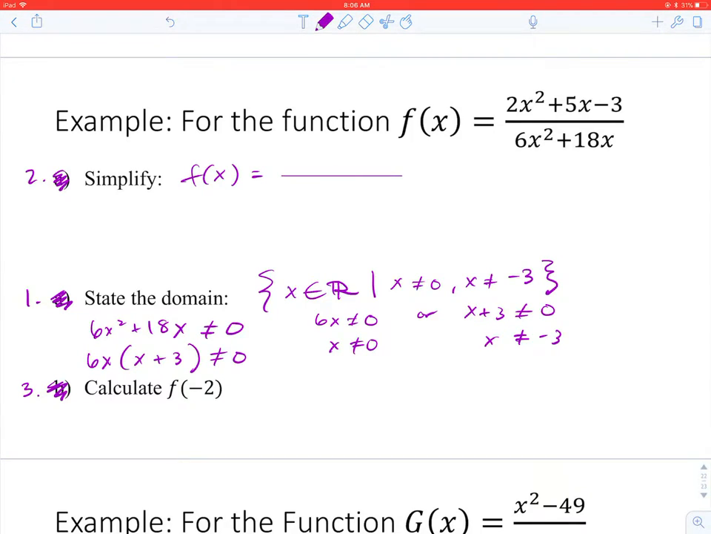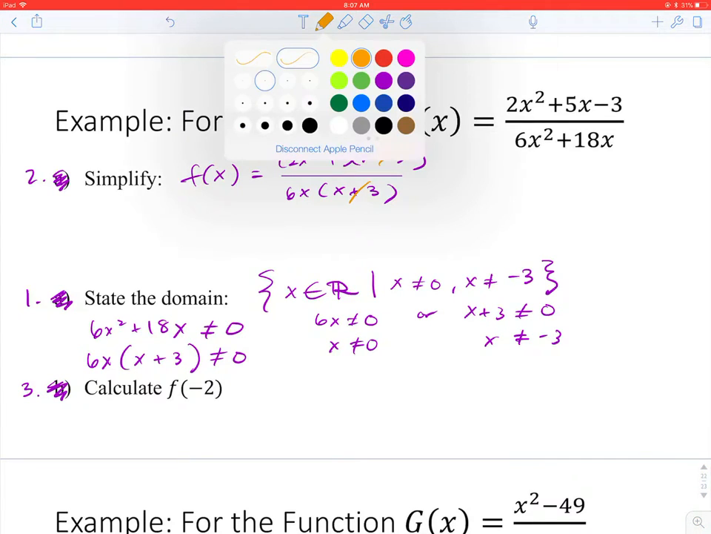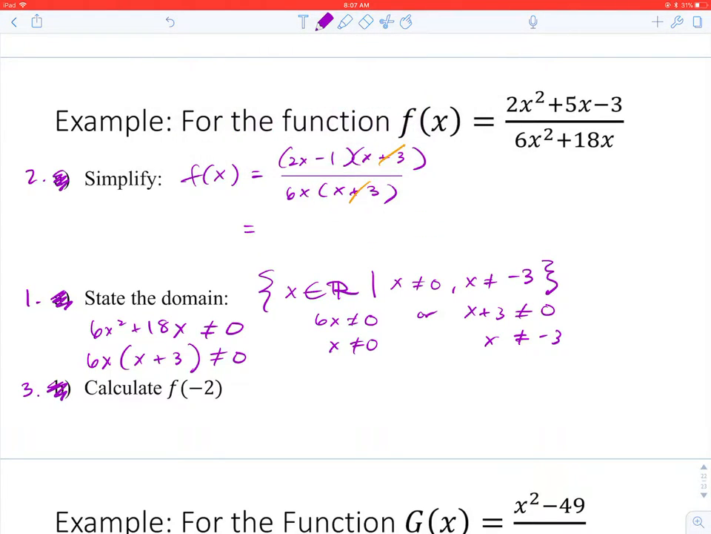Okay, so we already know the denominator factors to 6x times x plus 3. The numerator should also factor to 2x minus 1 times x plus 3. So we can see that the x plus 3's cancel, and we are left with 2x minus 1 over 6x.